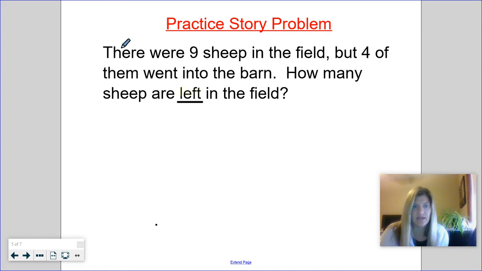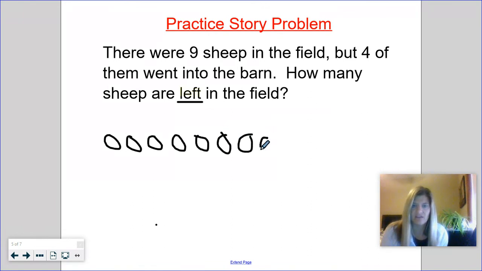So let's read it one more time. There were 9 sheep in the field, but 4 of them went into the barn. Oh, I know there's 9 sheep in the field. That means I need to draw 9 circles. So I hope you can draw 9 circles on your paper or board right now with me. 1, 2, 3, 4, 5, 6, 7, 8, 9.